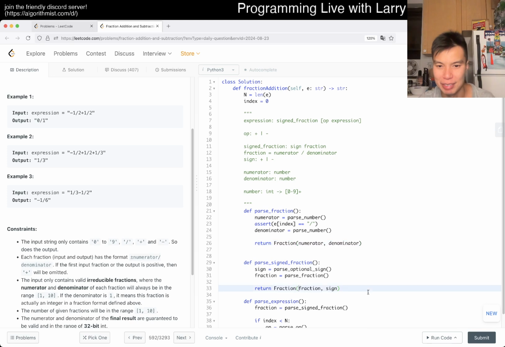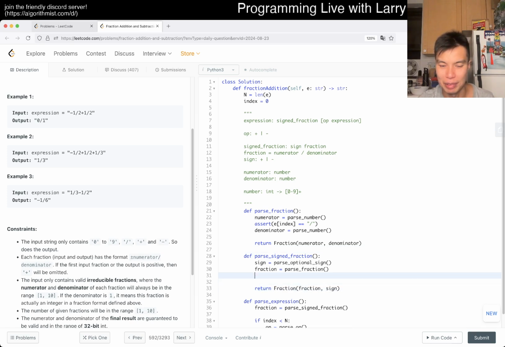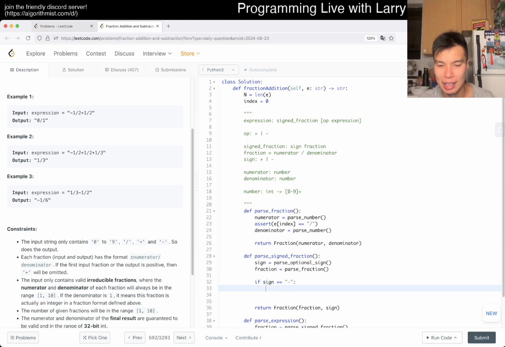It makes this kind of a little bit awkward. I don't know how to, maybe I'll just do an if statement, keep it silly simple, right? So if sign is equal to negative, then fraction dot numerator, just, you know, something like this, and maybe that's fine.